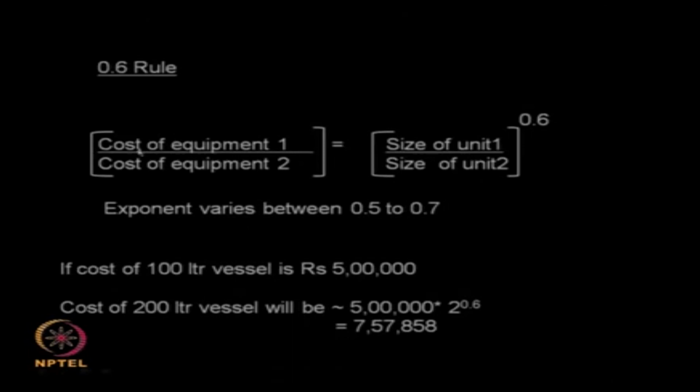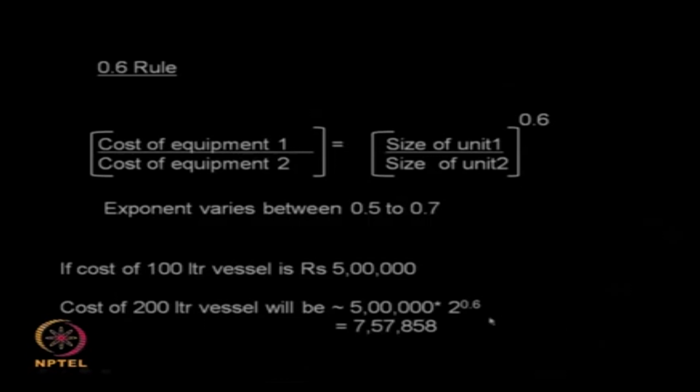This rule again tells you cost of equipment 1, size of equipment 1, cost of equipment 2, size of equipment 2, this raised to the power 0.6. Okay. So if the cost of a 100 liter vessel is about say 5 lakh rupees, the cost of a 200 liter vessel will not be 10 lakh rupees, please remember, but it is 2 raised to the power 0.6 approximately. So it will be around 7.57 lakh rupees.